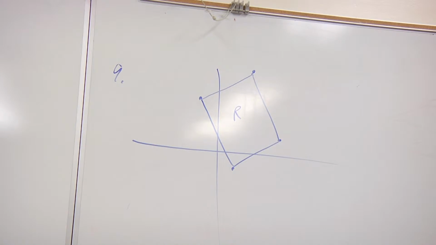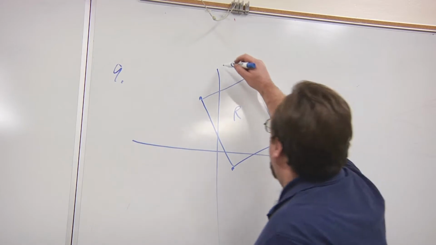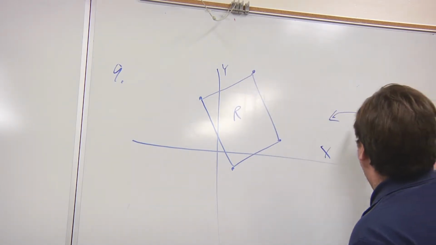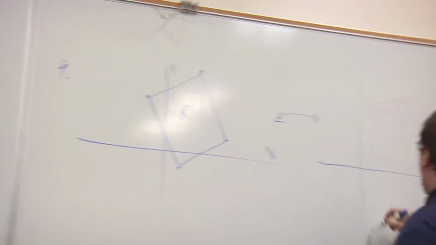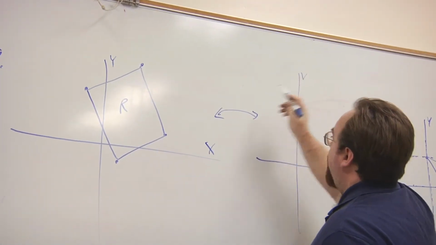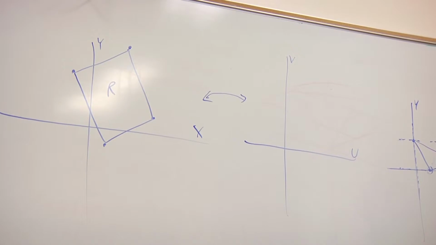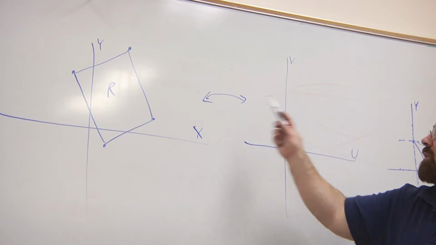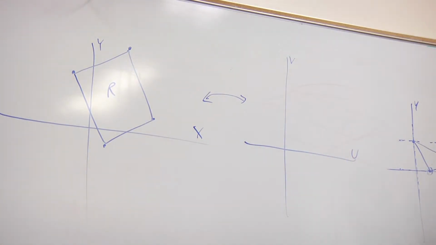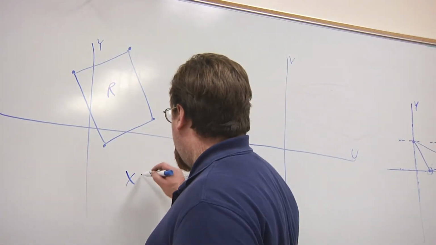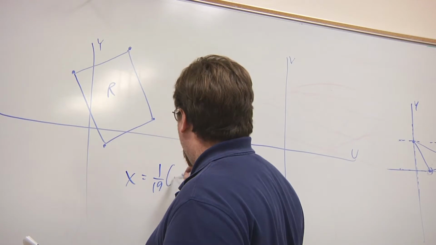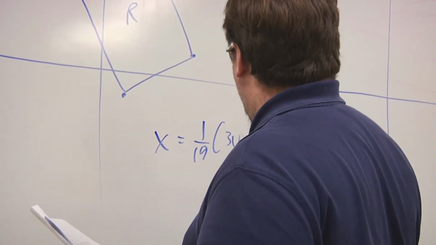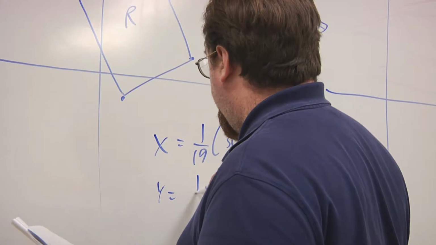So what's going to happen is, here's our xy plane. We have this mapping between the xy plane and the uv plane, and you need to figure out what region this parallelogram is mapped into. So what you can do is, you're given x and y in terms of u and v.